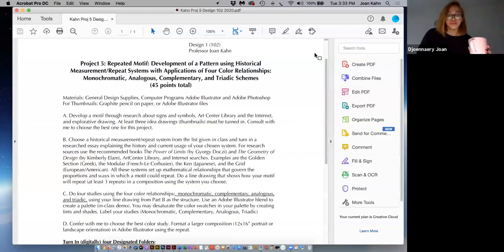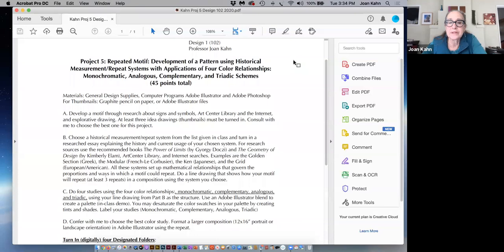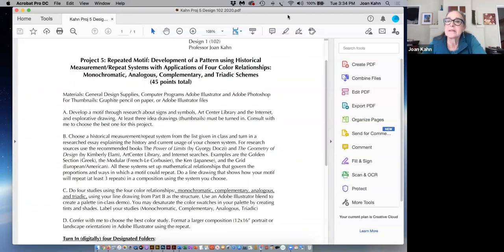I'm going to read again. Project 5, repeated motif. Development of a pattern using historical measurement repeat systems with applications of 4 color relationships: monochromatic, analogous, complementary, and triadic schemes. 45 points total. This is for a Design 102 class.